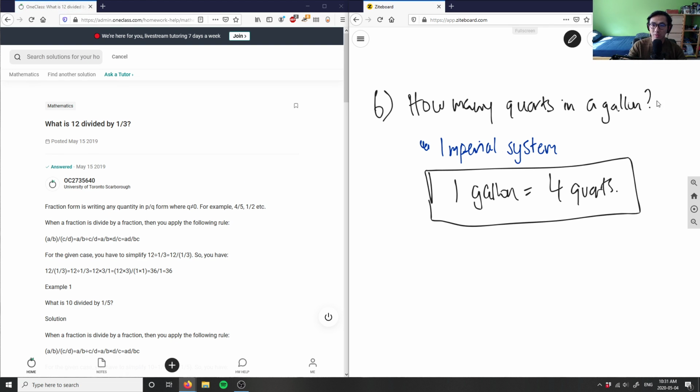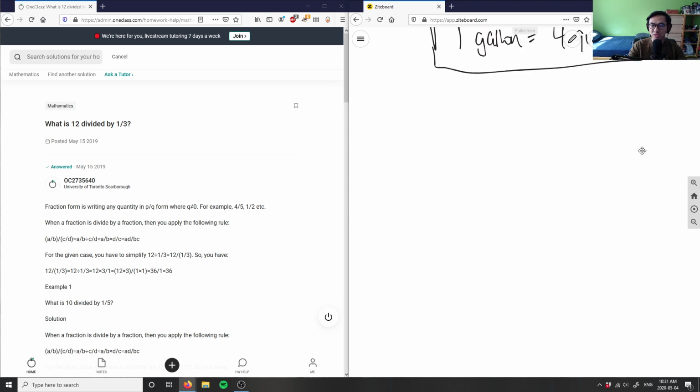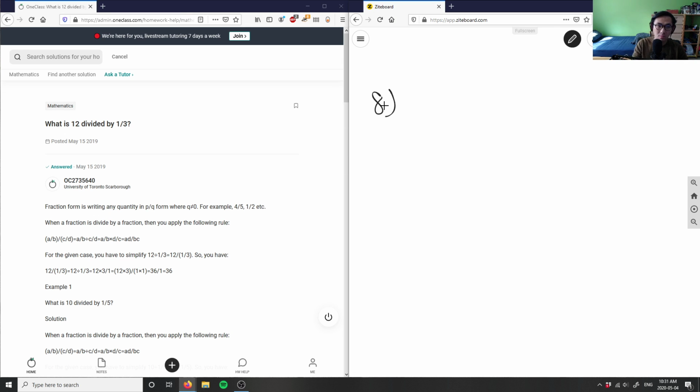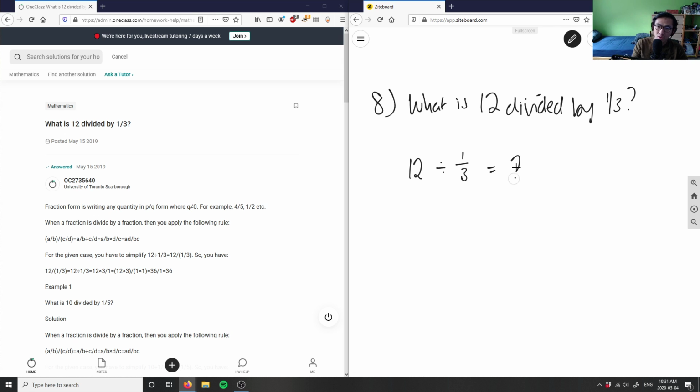All right, and then let's look at number 8, because number 7 was just a repeat of the question. Number 8 is asking, what is 12 divided by 1/3? So again, we have 12 here. We're going to divide it by, this is the division sign here, 1/3, and it equals what number here.